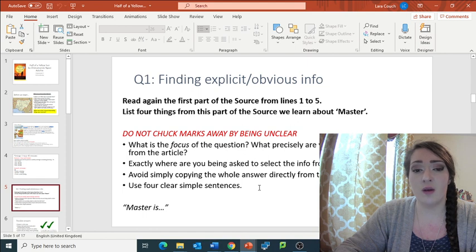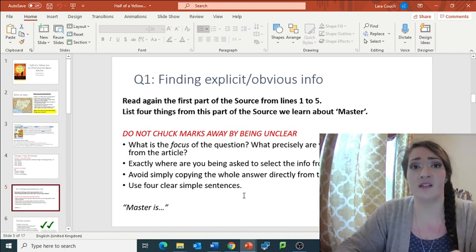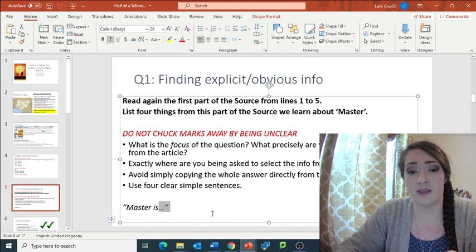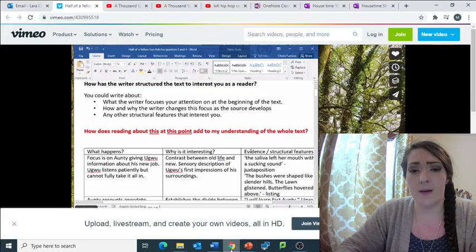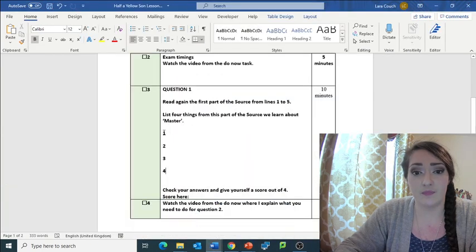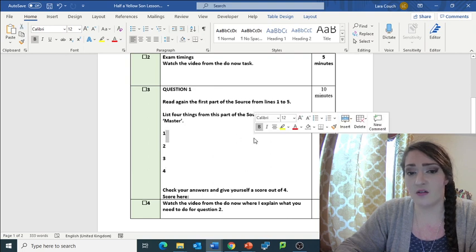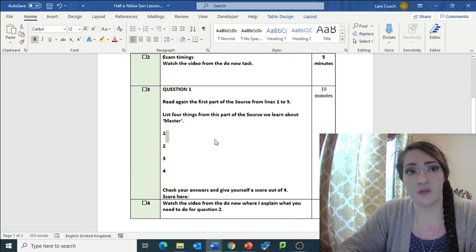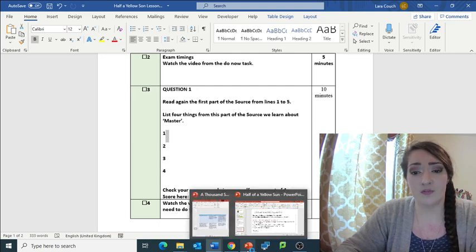If you do quote, I'd avoid simply dumping a quote as your answer. I'd say, for this example, "the master is", in your own writing, and then insert something about what the master is. So I hope that makes sense. Also, make sure to only put 1 thing per bullet point, because if you put all your 4 points on the first bullet point, it's still only going to count as 1 point. I hope that makes sense. Right, so you're going to have a go at that and pause the video now.